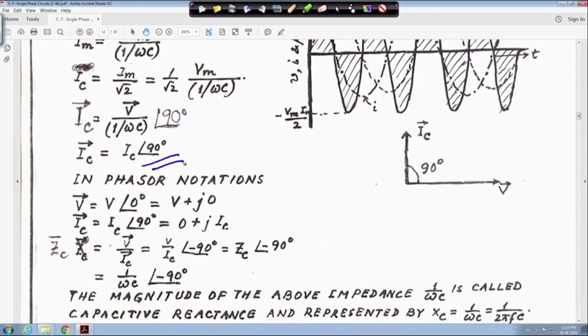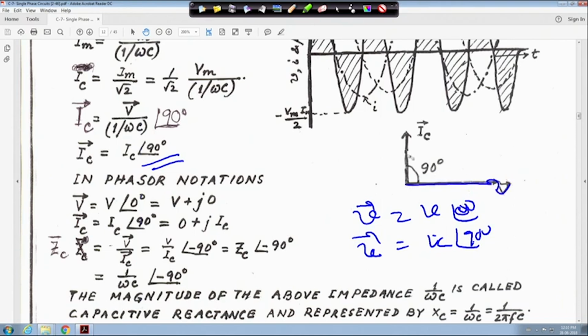Similar to the way I have mentioned, if you draw, I told you V is equal to V angle 0 degree and IC is equal to IC angle 90 degree. So, in this case current is at plus 90 degree and voltage is at 0 degree. So, this is my reference phasor V and this is I. So, I is leading V for a purely capacitive circuit by 90 degree, or in other words V lags IC by 90 degree, right. So, this is my phasor diagram.